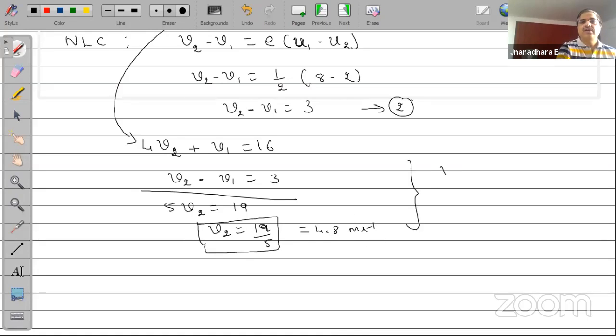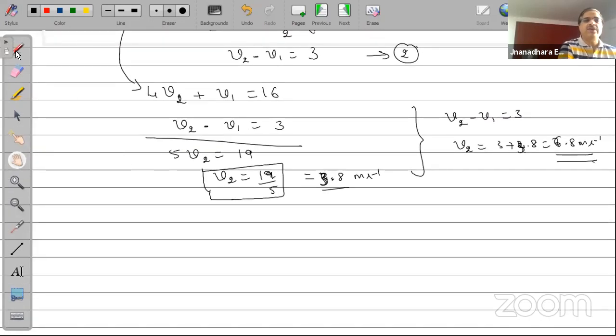So what will be V1? We know that V2 minus V1 will be equal to 3. So V1 therefore will be equal to 4.8 minus 3, which turns out to be 1.8 meter per second. Oh, sorry, I made a mistake earlier. V2 should be 4.8 meter per second, and V1 is 1.8 meter per second. Correct. Thanks for that. Very attentive class. So I have determined both V1 and V2.